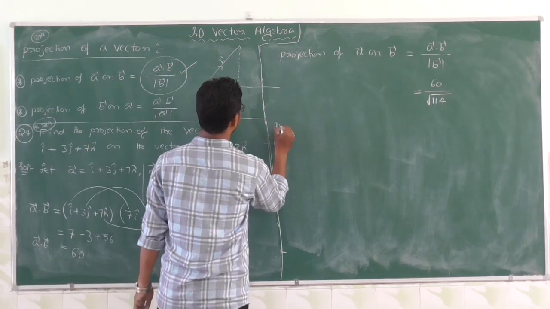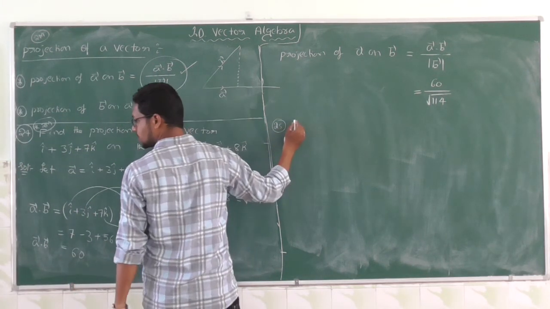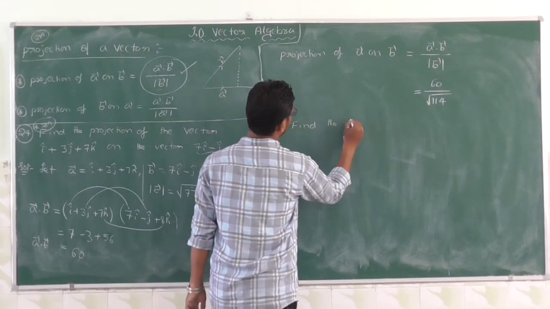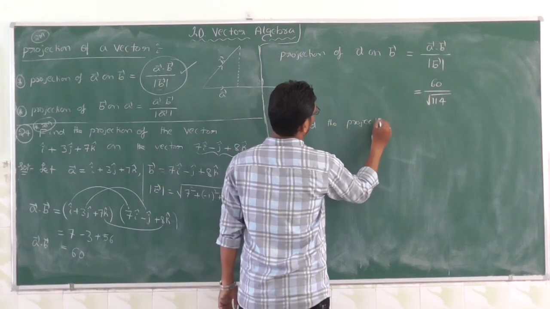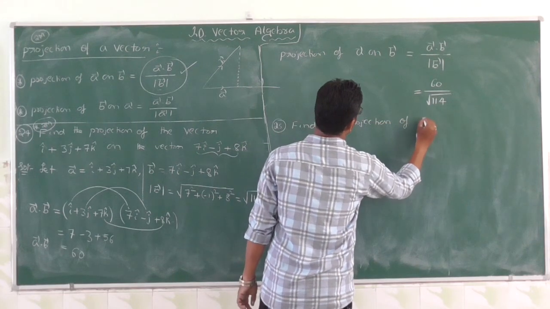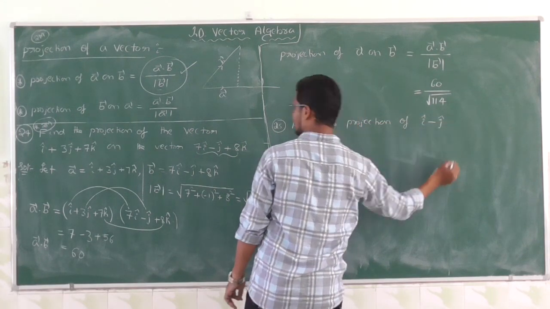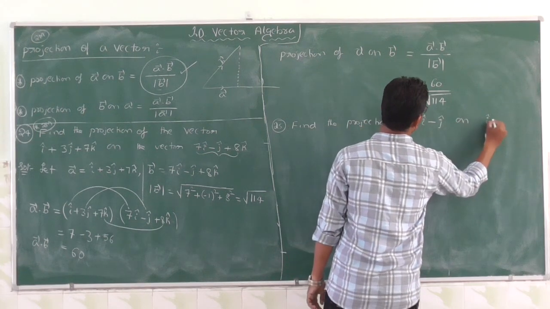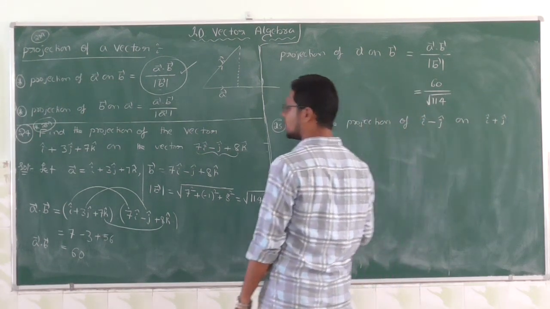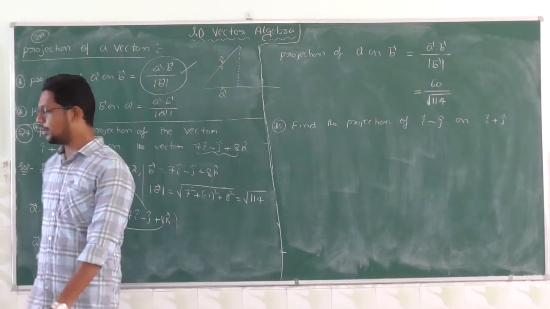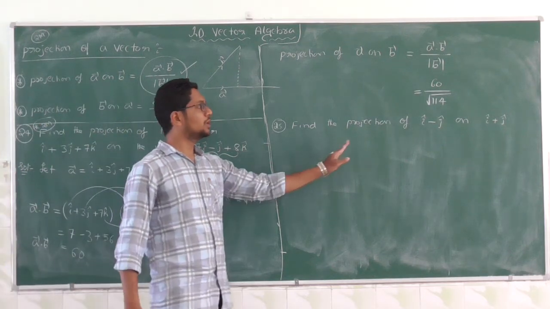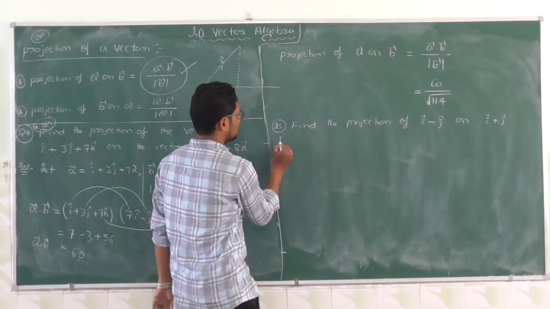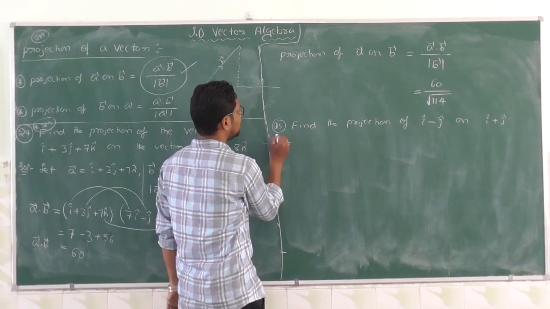Next question, that is homework for you. This question number is 25. Find the projection of I cap minus j on the vector I plus j. Don't be confused. It is a very simple thing. I minus j on I plus j. Very simple thing. You are going to be confused.